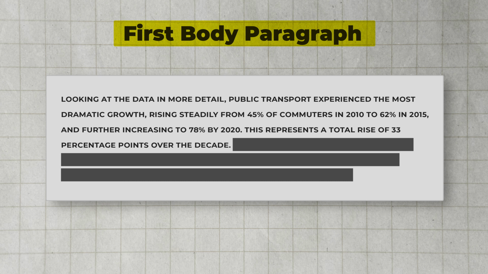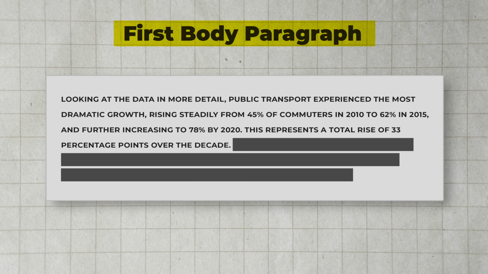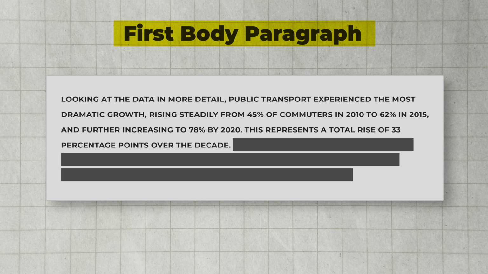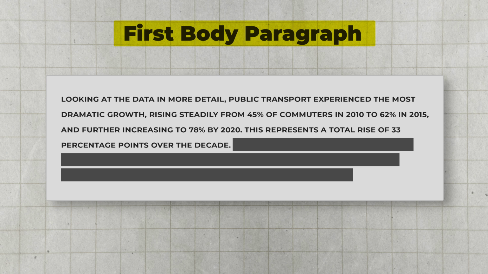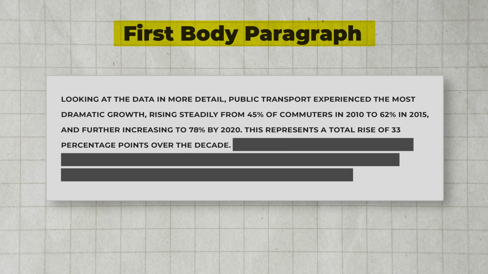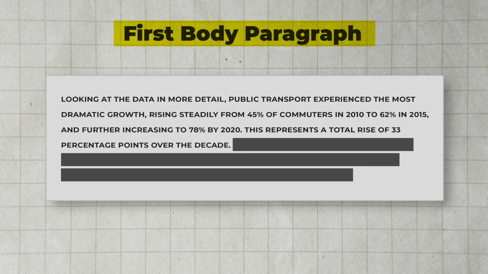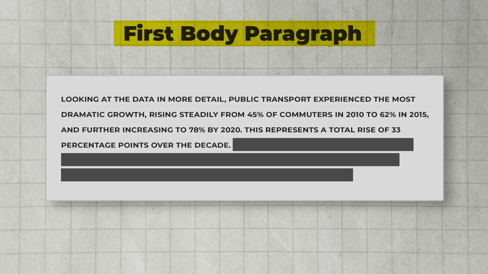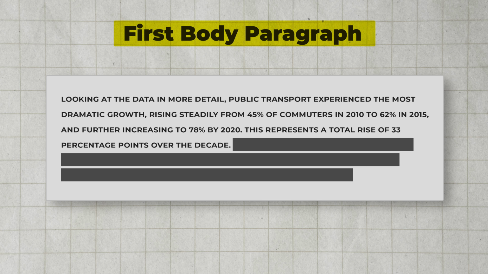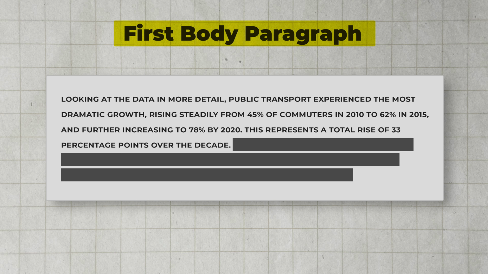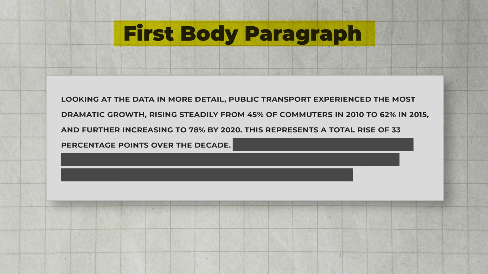Looking at the data in more detail, public transport experienced the most dramatic growth, rising steadily from 45% of commuters in 2010 to 62% in 2015, and further increasing to 78% by 2020. This represents a total rise of 33 percentage points over the decade.